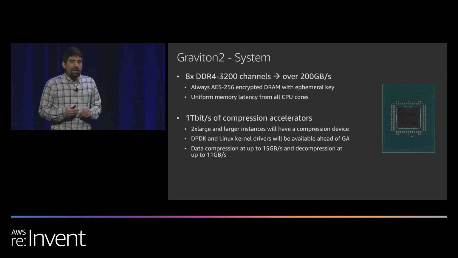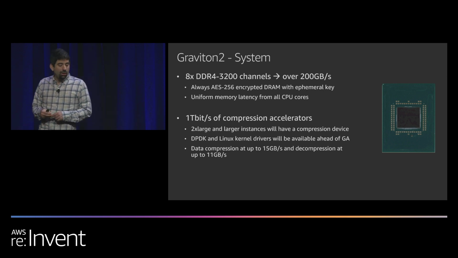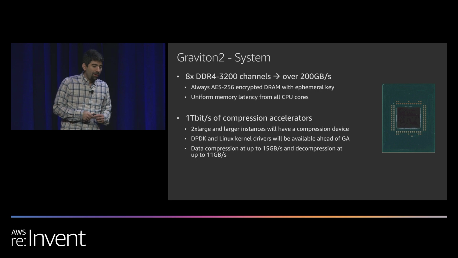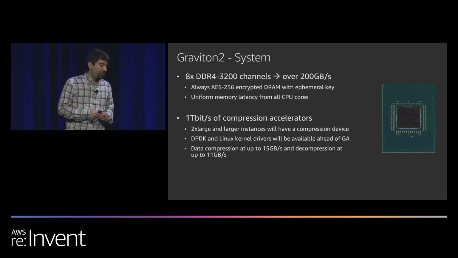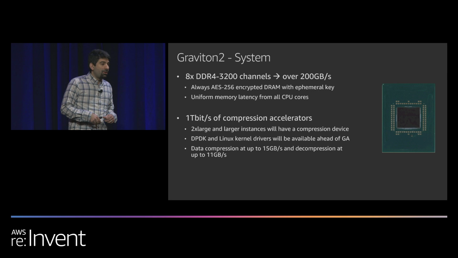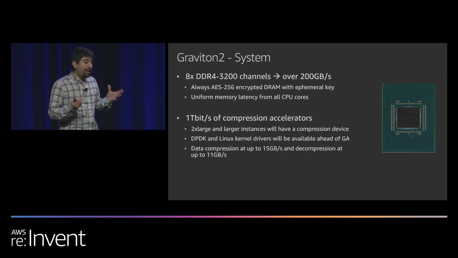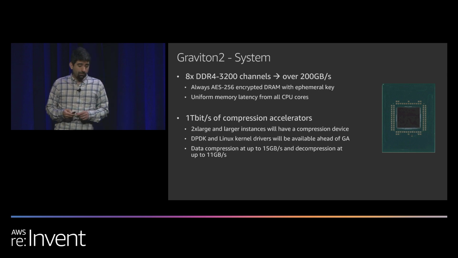And lastly, we have over a terabit a second of compression accelerators. So the larger instances in M6G will have a compression device. We're going to open source DPDK and Linux drivers ahead of GA. And you can compress data at 15 gigabytes a second or decompress it at 11 gigabytes a second. So in really low latency, you can take a chunk of data, compress it, store it in RAM maybe, and get it out of there when you actually need it.